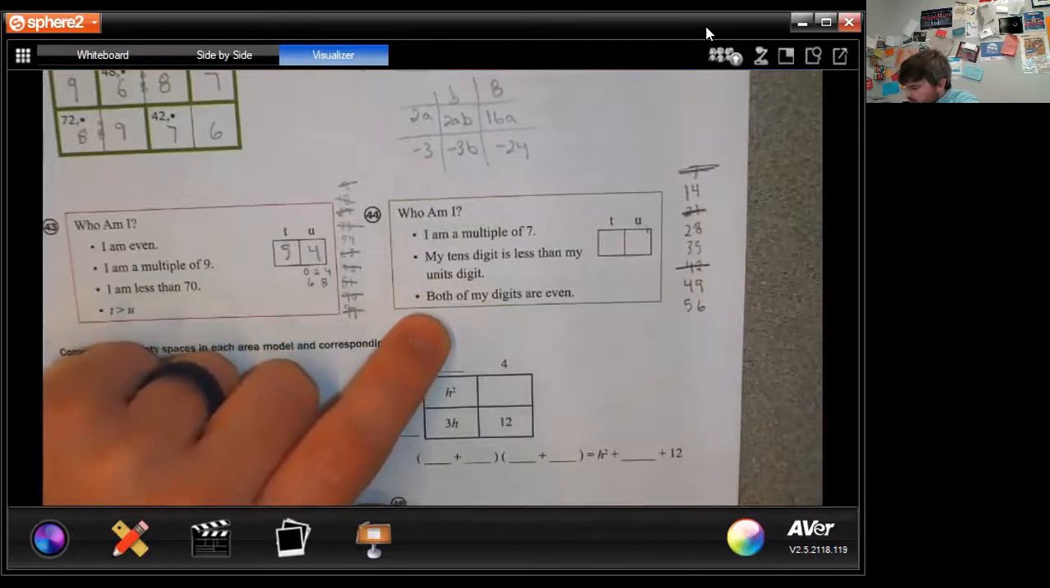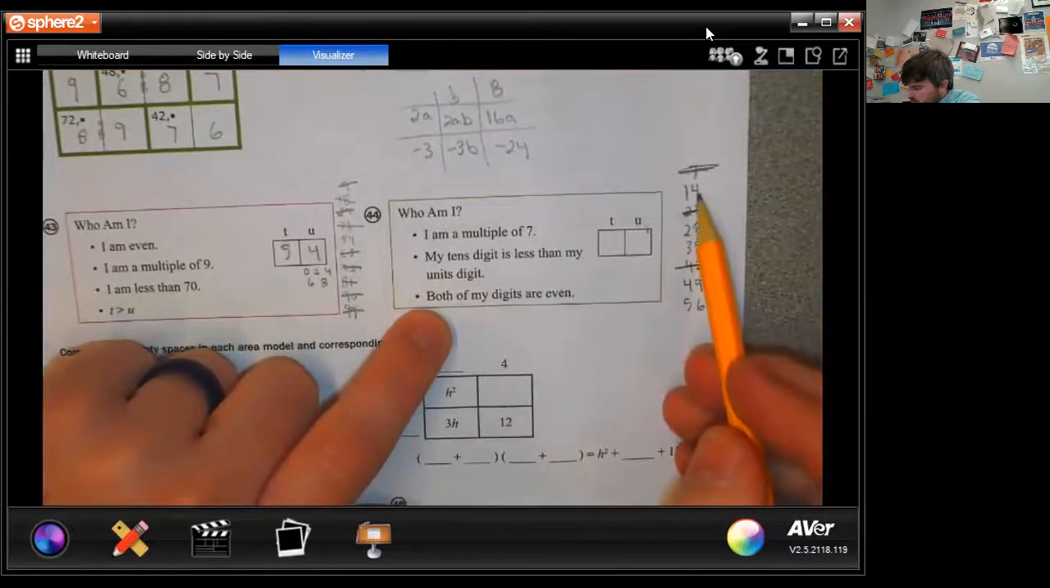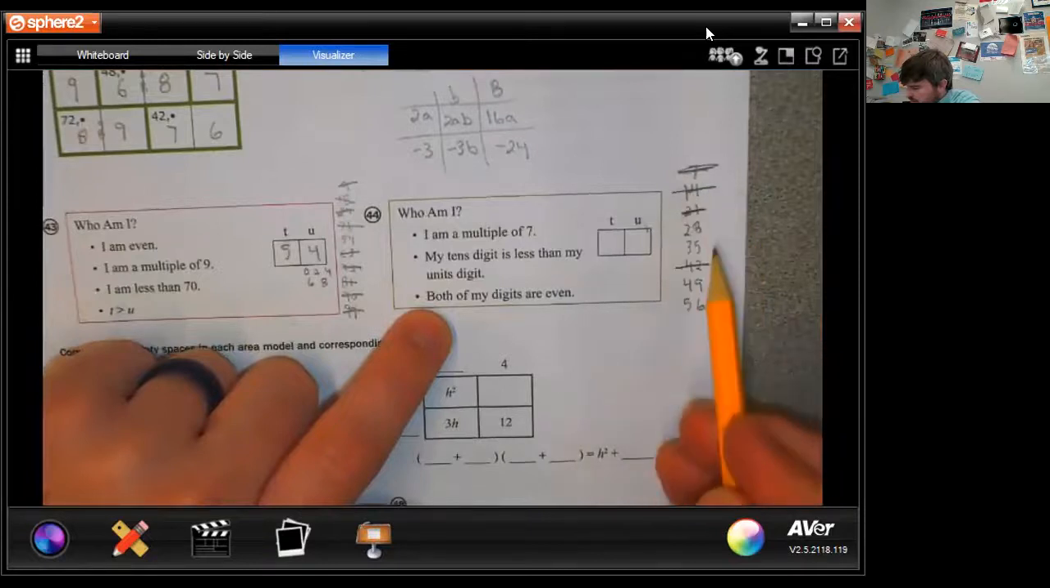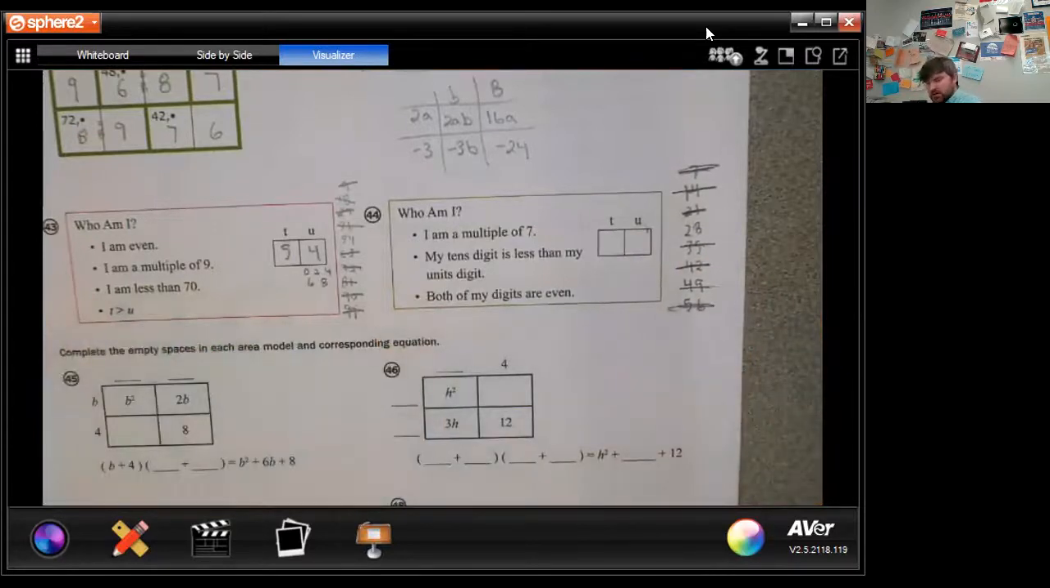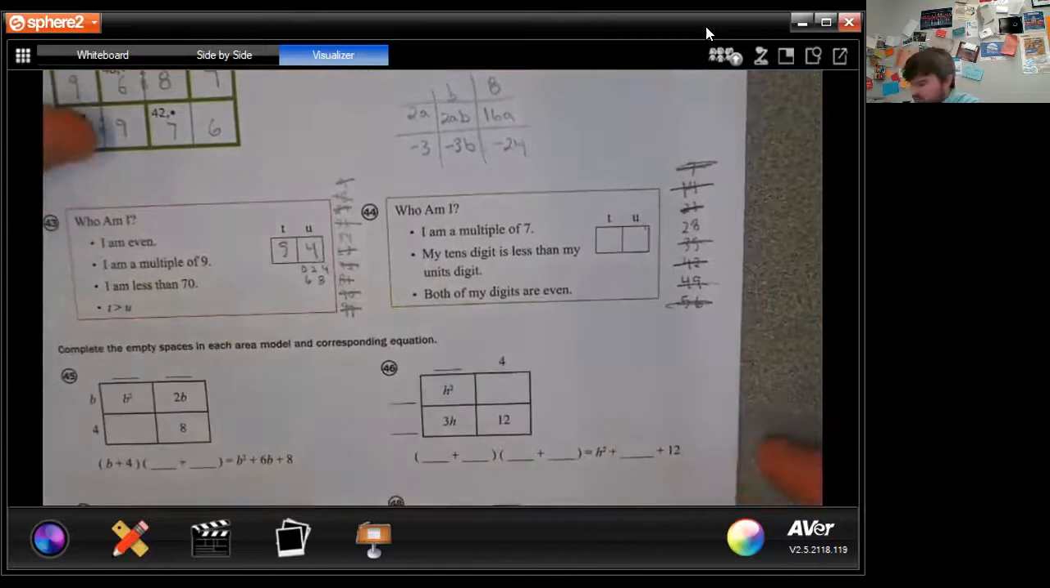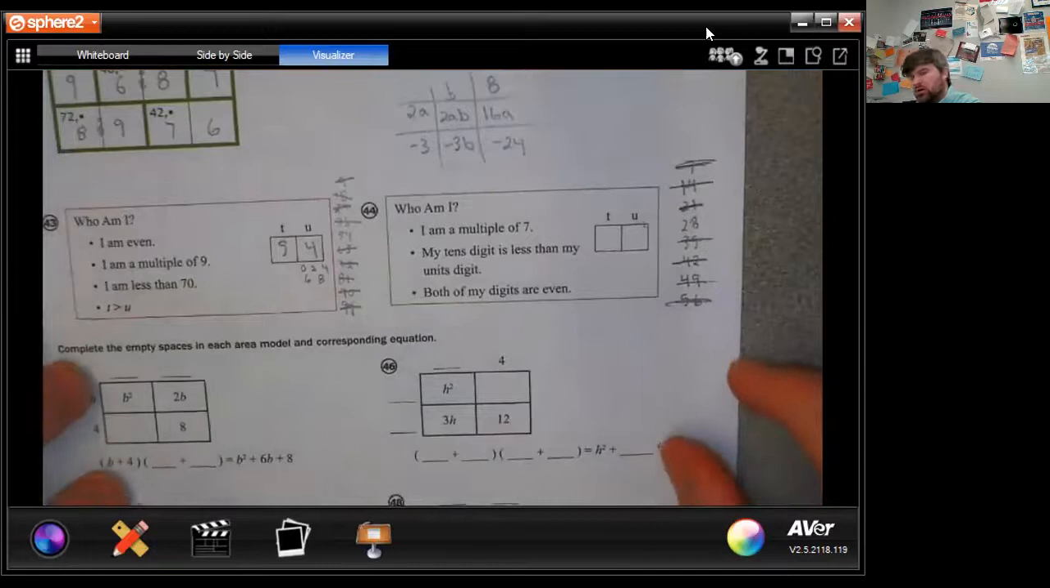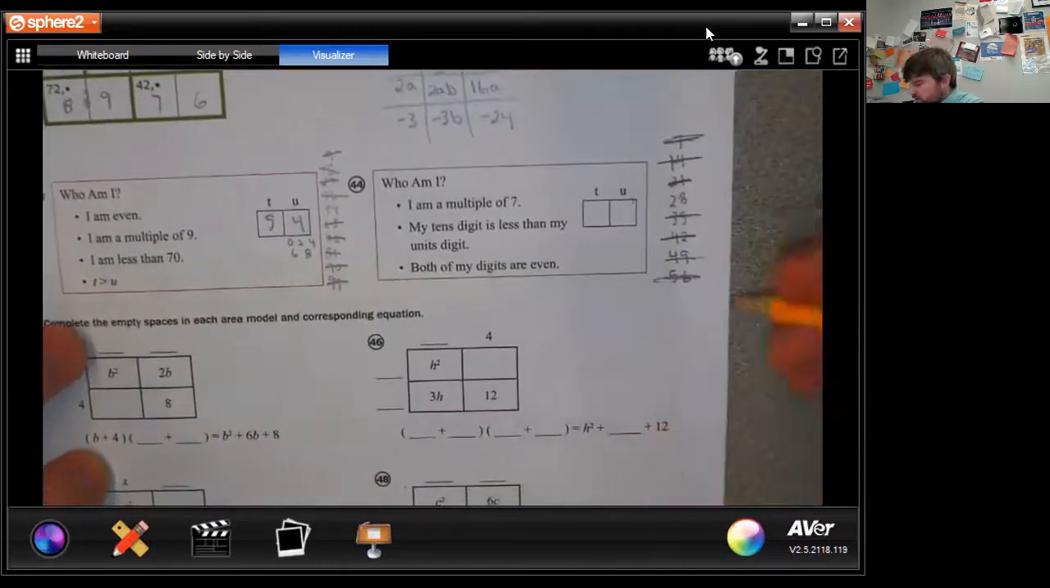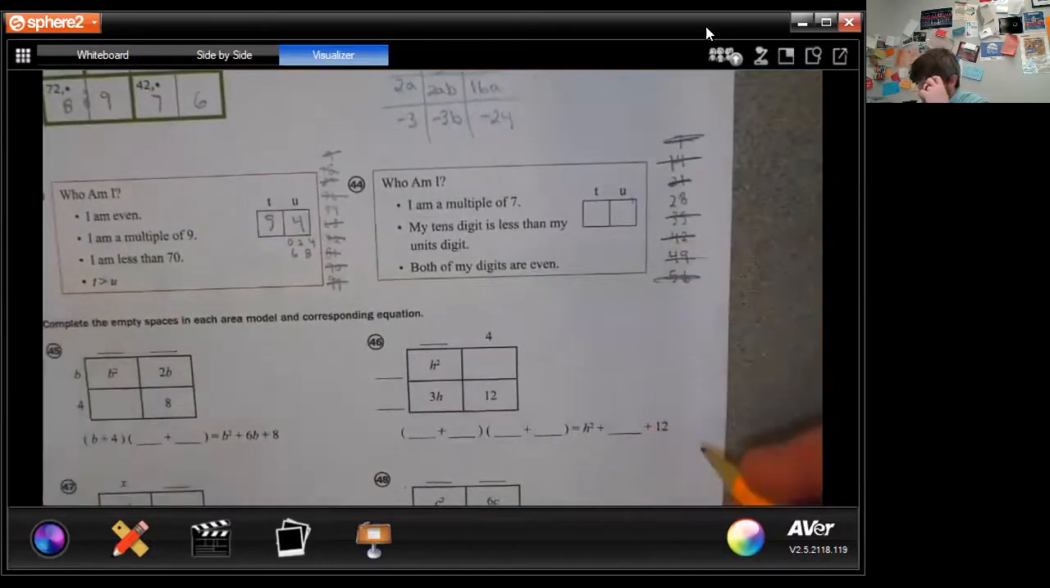Okay, so far so good. Both of my digits are even. Okay, well, that's not both even. These are both even. Nope. Nope. Nope. Okay, maybe we need to go further. I've got 28 here. Let's just go further on and see if we need to have some more numbers there.